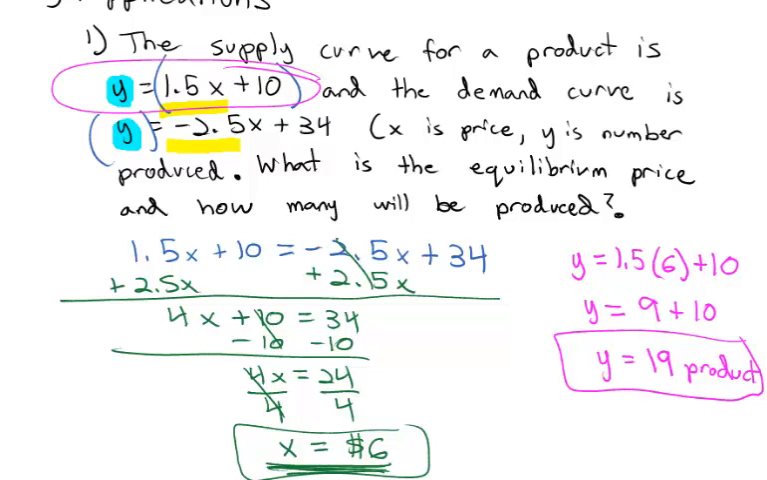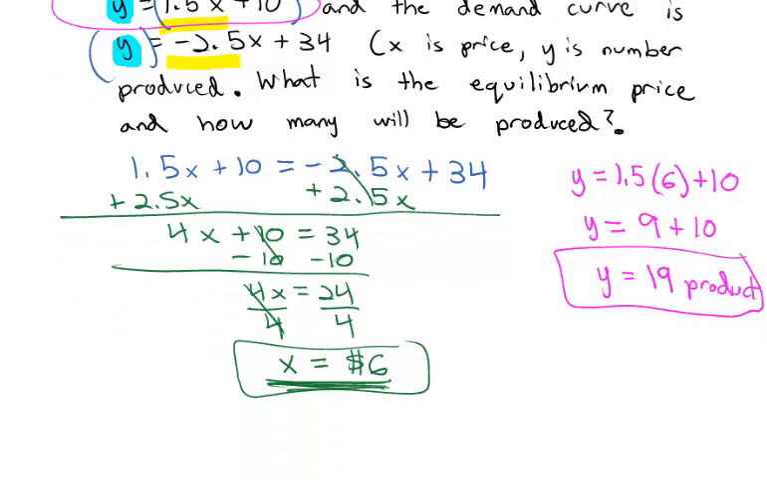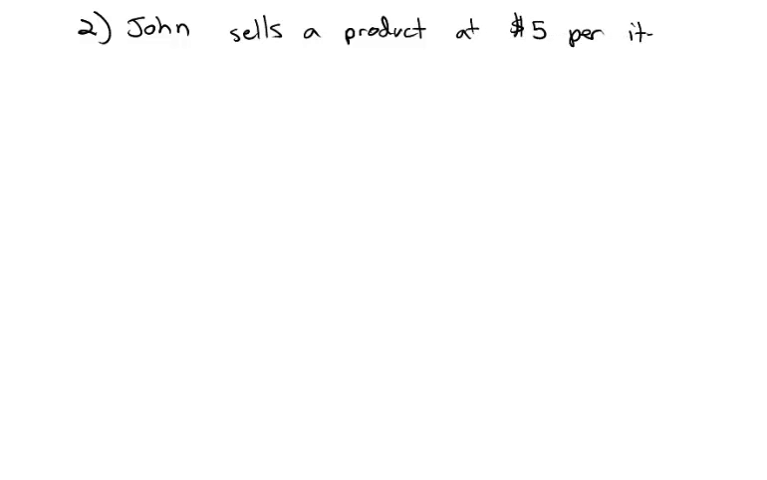Let's do one more application, one that's a little bit more involved in that we're going to have to create the equations. I'm not going to give you the equations on the test. That's too easy. So let's say John sells a product at $5 per item.